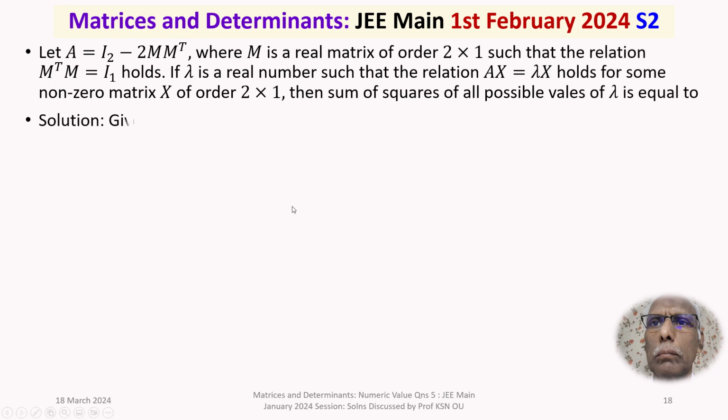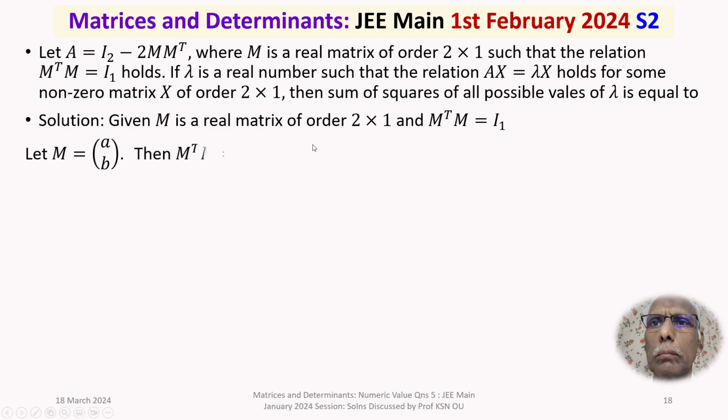Right. We are given M is a real matrix of order 2 by 1 and M transpose M is I1. So let M be a 2 by 1 matrix, meaning the column matrix (a, b). Then M transpose M is equal to I1. M transpose, the transpose of the column matrix, is the row matrix (a, b), multiplied by the column matrix (a, b). I1 is the 1 by 1 identity matrix, consisting of 1 only.